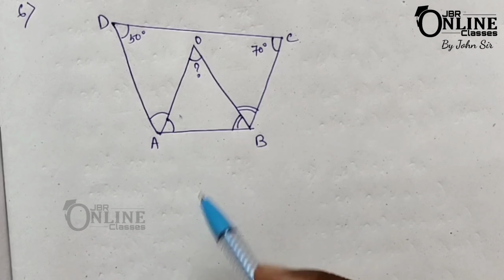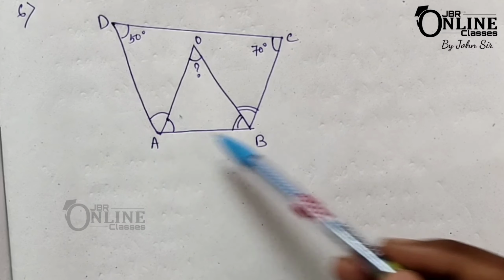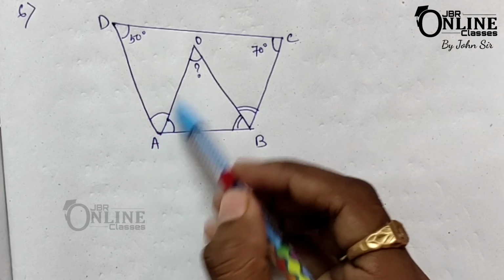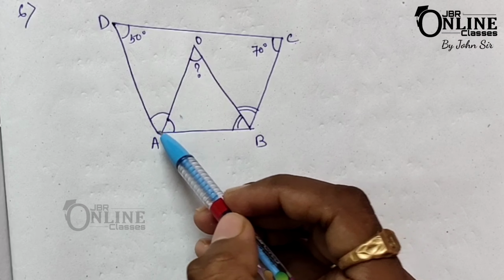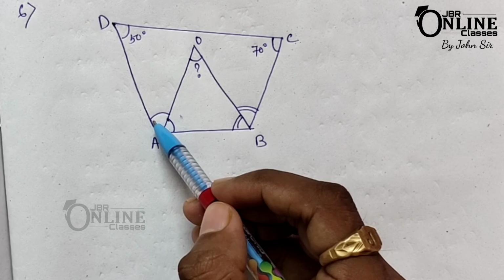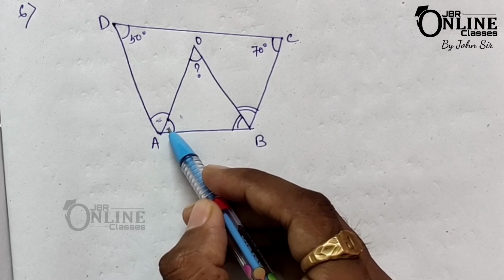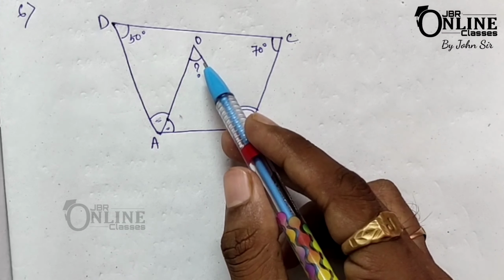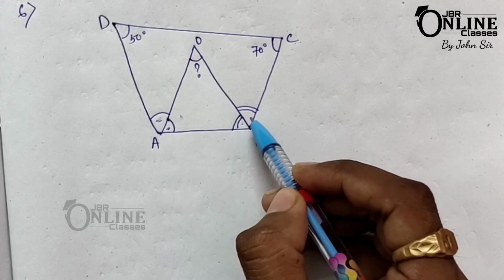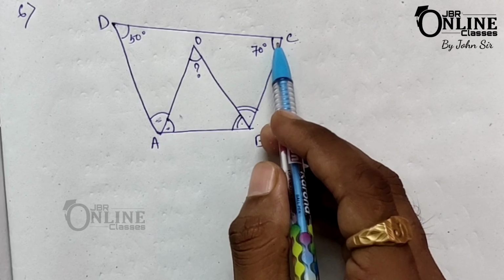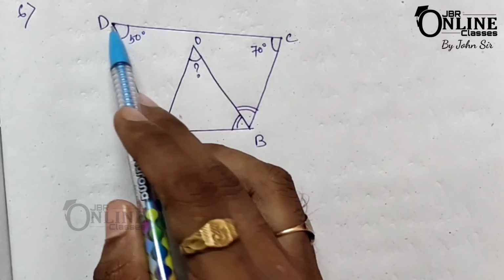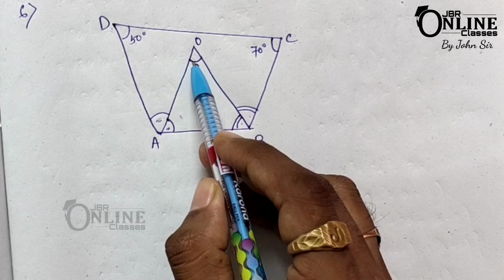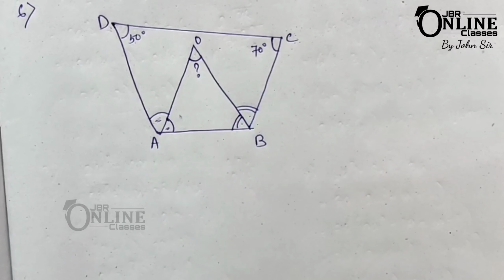So now here the given diagram, here A B C D. Okay, A B C D is a quadrilateral. Now AO is the bisector of this angle. That means this angle equals this one, as AO is the bisector. And here BO is the bisector, that means this angle equals this one. Here angle C equals 70 degrees, angle D equals 50 degrees. You have to find the value of this angle.